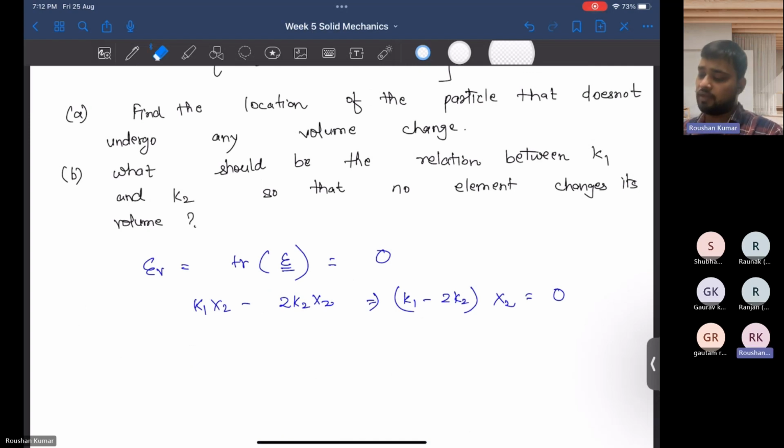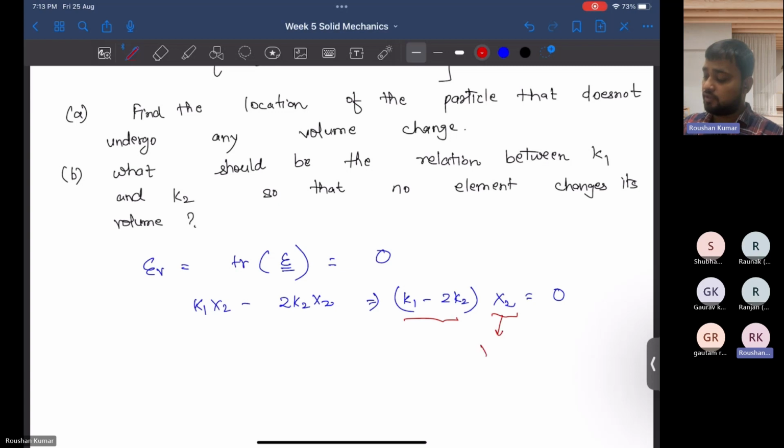So the condition is to find the location of the particle that does not undergo any volume change. To find the location where there is no volume change, we simply have to find whether this has to be 0 or this has to be 0. But in the first question it is mentioned that we have to find the location.